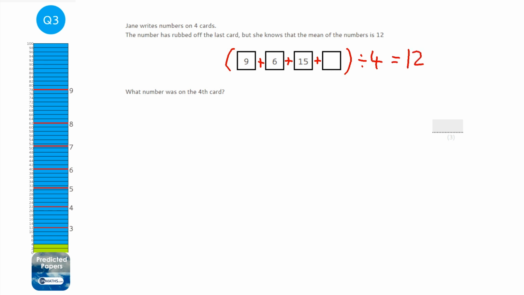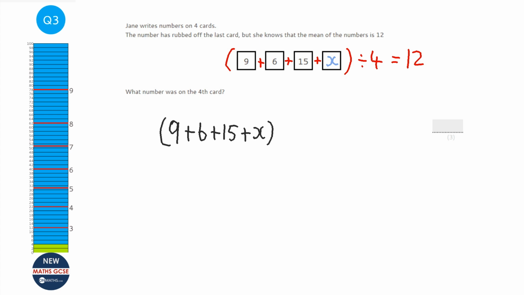So if I put an algebra letter in, let's call it x, then I can write that down. So 9 plus 6 plus 15 plus x, which is our unknown, divided by 4 equals 12.